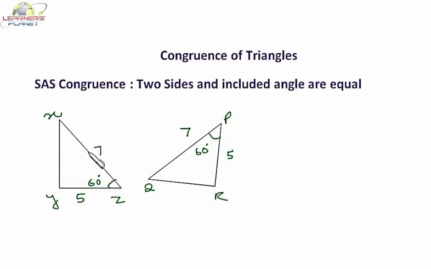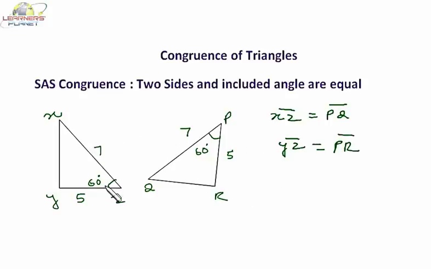Now let's discuss SAS congruence. In this case, two sides and the included angle of the triangle are equal. Okay, here we can see this is triangle XYZ and this is triangle PQR. Here the length of the line segment XZ is equal to the length of line segment PQ. I just write it over here. XZ is equal to PQ. Then the length of YZ is equal to length of PR.